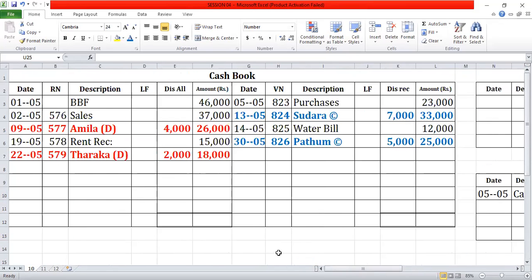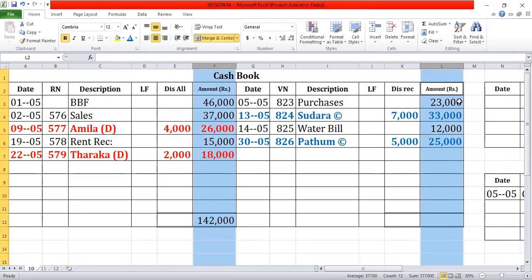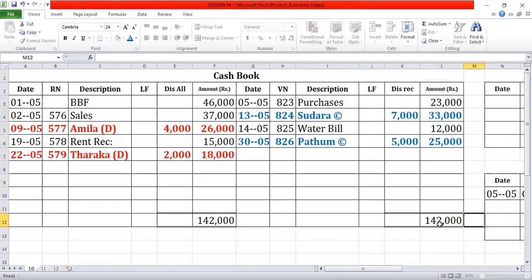Now what we have to do is balance off the cash book. Stop all your work and look at the screen. I'm going to leave the discounts allowed and discounts received aside for a moment, because we have a different treatment for that. But the amount column, let's balance that off. It is 142,000 in the debit side. And let's see how much we get in the credit side.